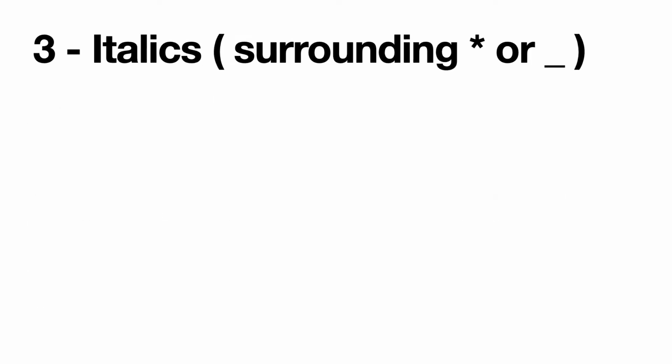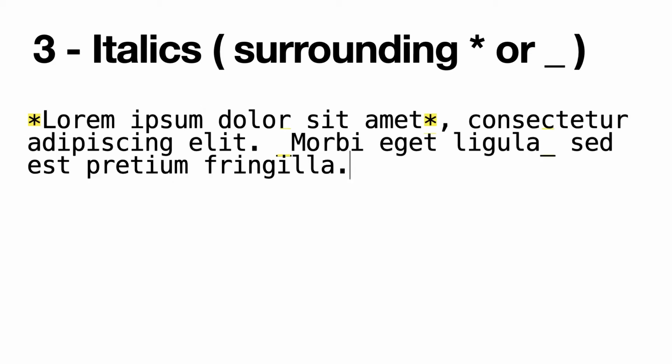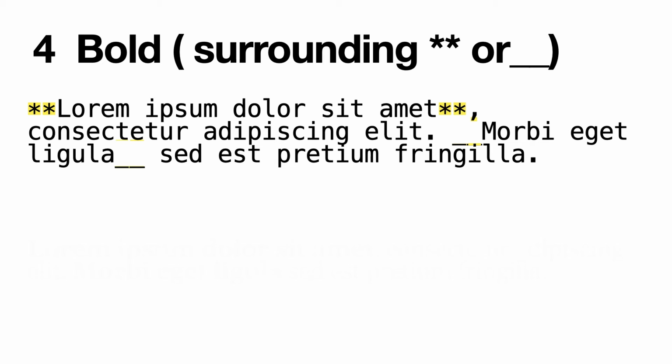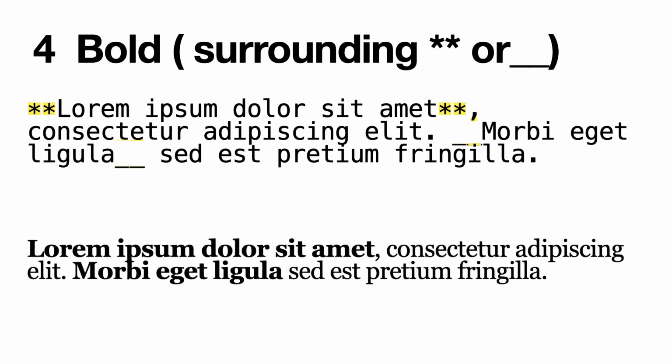Number 3, italics. For italics, you can use either an asterisk or an underscore character. Surround the text you want to be italic with the characters, and it will be formatted as italic. Number 4, bold. Bold works the same as italics, but you use 2 underscores or asterisks instead of 1.